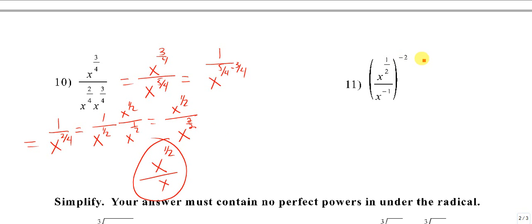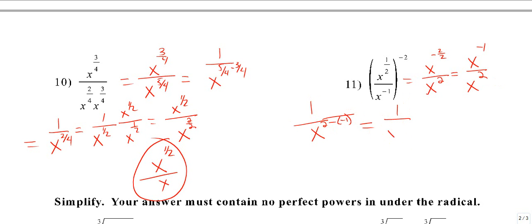Next one, let's distribute the negative exponent in. So x to the 1/2 times a negative 2, that would be x to the negative 2/2. And a negative 2 times a negative 1 would be x squared. So now then I'm going to have x to the negative 1 all over x squared. The biggest denominator is on the bottom, so that would be 1 all over x, and it would be to the 2 minus a negative 1. That would be 1 all over x. 2 minus a negative 1 is plus 1, so it would be 1 over x cubed.